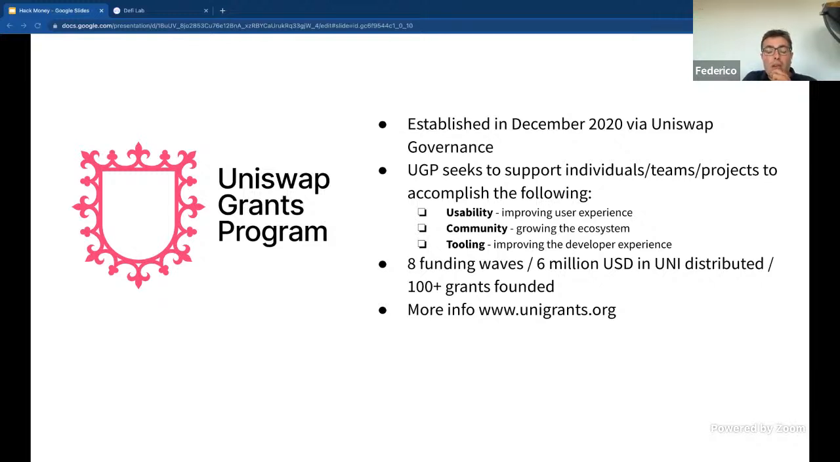We encourage all the hackers of the Hack Money Hackathon to go visit our website. And if you're working on an idea that can contribute to the growth of Uniswap or its ecosystem, you should consider applying for a grant. We will be very happy to talk to you and to discuss together how we can help you to bring your vision to life.